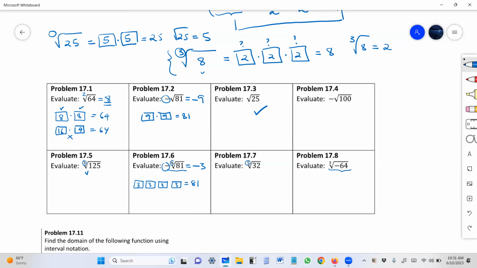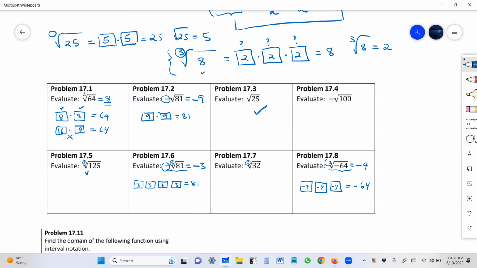And let's do this one. Okay, so now this is negative 64, but it's a cubic root. So I need 3 boxes, which I'm going to multiply. And the boxes have to have the exact same number, and the product has to be minus 64. So which number is it? Yes, so if you said minus 4, it's correct. The answer is minus 4.